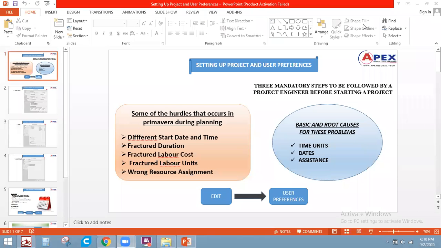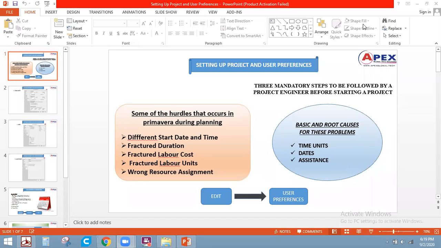In this session, we'll be discussing how to set up the project and user preferences. Before entering into Primavera project handling, we need to discuss what the basic hurdles are that every project engineer will undergo while handling project management software. I have listed some of the hurdles that every project planning manager will suffer with.